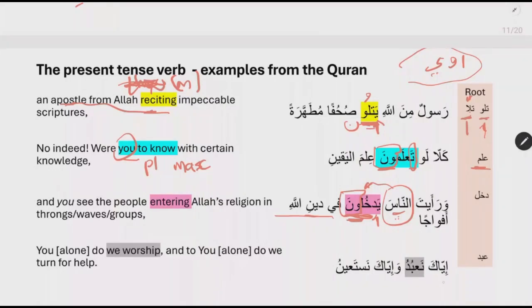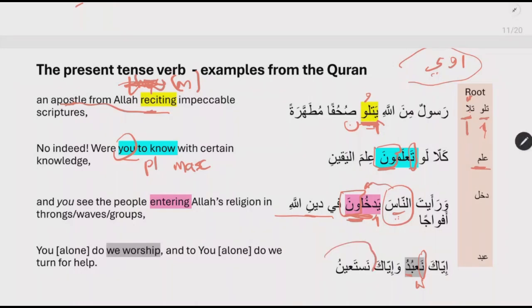All right, and in this example, Iyaka na'budu wa iyaka nasta'in. Na'budu is the verb for the first person, we. And na'budu can be either dual or plural, can be even masculine or feminine, because first person, we said it works like that.